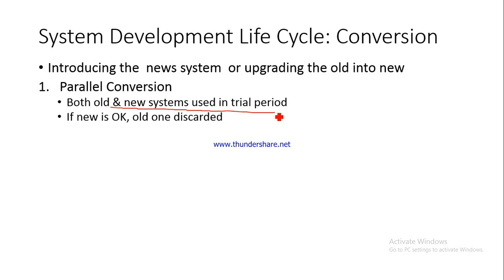We will maybe have a trial period of 1 month or 2 months or 2 weeks. During that period, we will have both the old system as well as the new system working parallelly, right? Naturally it would entail a lot of cost, because you are now operating 2 systems. However, the advantage is, in case there's a problem with the new system, you can always switch back to the old system.